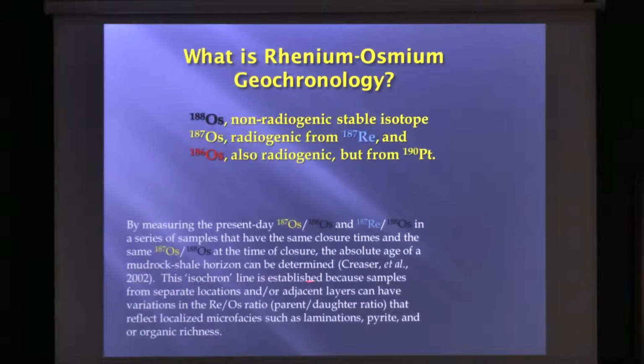The isochron is established because samples from separate locations under adjacent layers can have variations in the rhenium-osmium ratio that reflect localized microphases such as laminations, pyrite, and organic richness. Now, what makes this chronometer so applicable to black shales is that both rhenium and osmium bind with organic matter and they bind with iron and sulfur. So early diagenetic pyrite, along with a lot of organic matter, concentrates these elements in an organic-rich mud rock or shale.